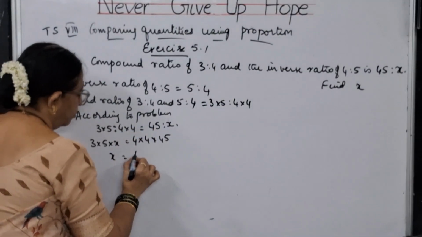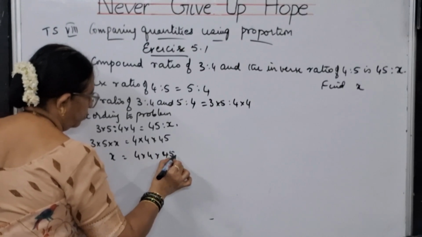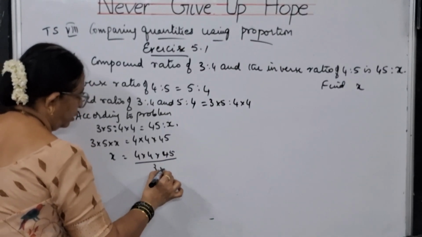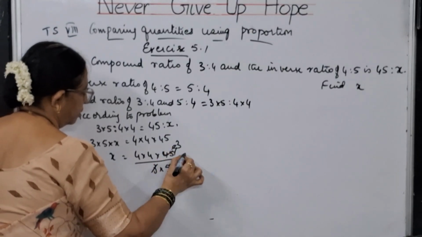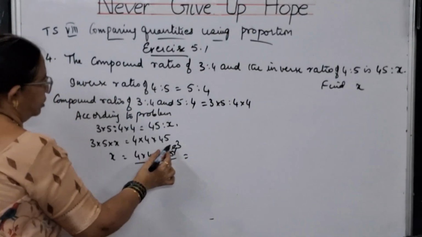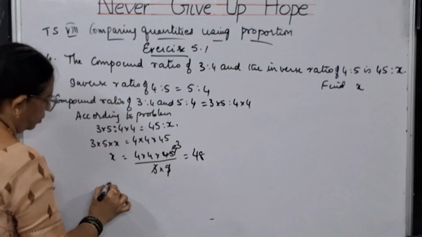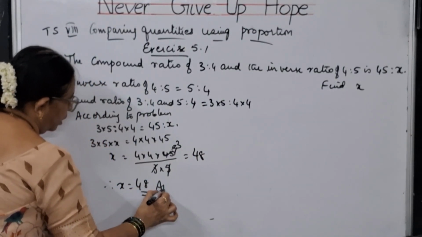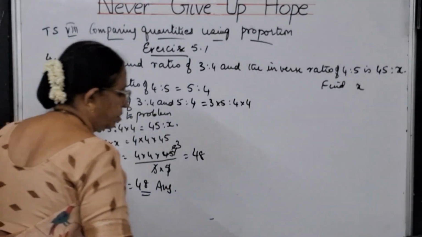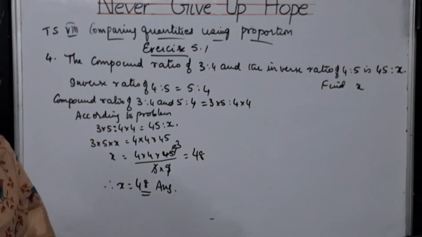So what is x? 4 into 4 into 45 by 3 into 5. 5 nines are 45, 3 threes are 9. So how much? 4 threes are 12, 12 fours are 48. So x is equal to 48 is the answer for this problem, children. Please note it down. This is fourth one.